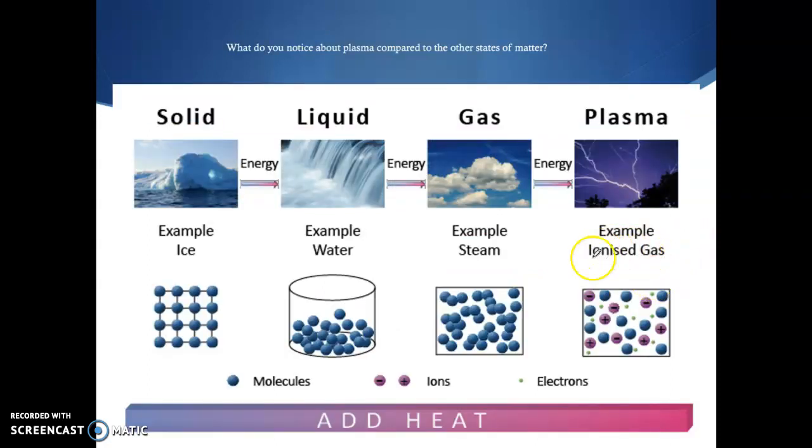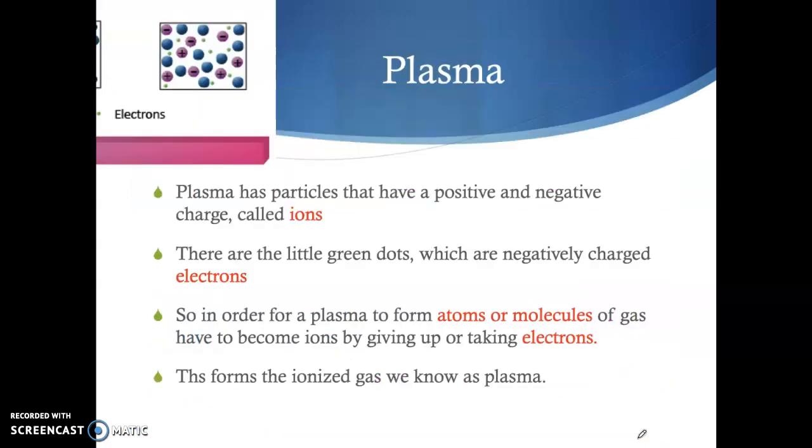So when I look at plasma, let's go back to this lightning storm. When I go back to plasma, what's different about it compared to the others? So in solid, liquid, gas, I only see the molecules, right? But in the plasma, I see that I have ions now, these positive and negative things, and these little green electrons around. And that's where I see my lightning. Note, as you move this direction, heat is added. It gets hotter and hotter and hotter.